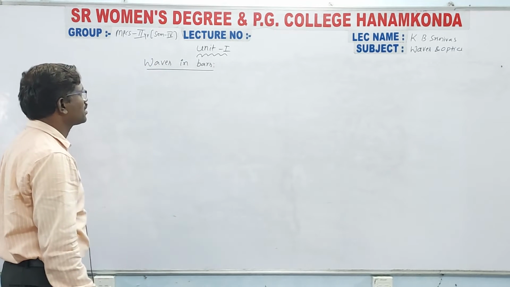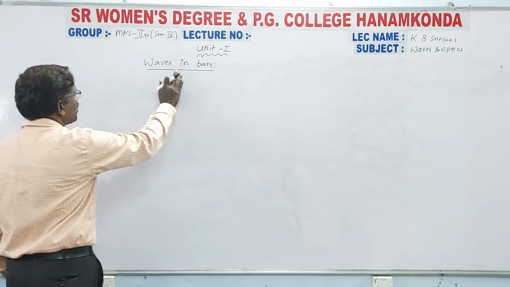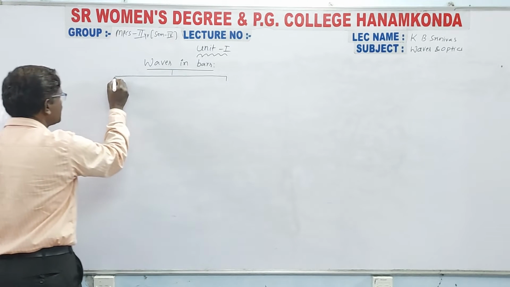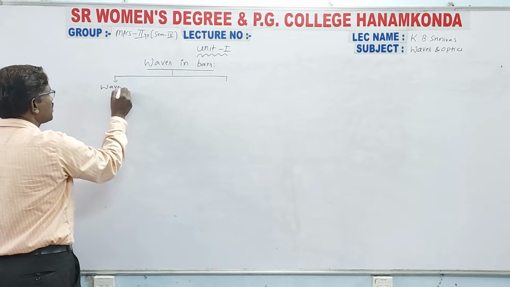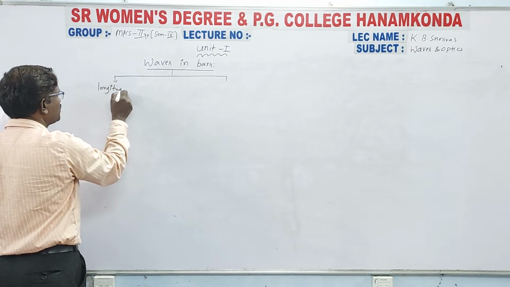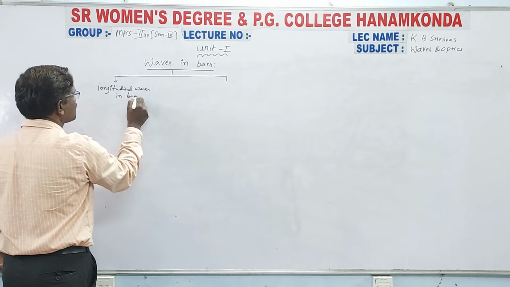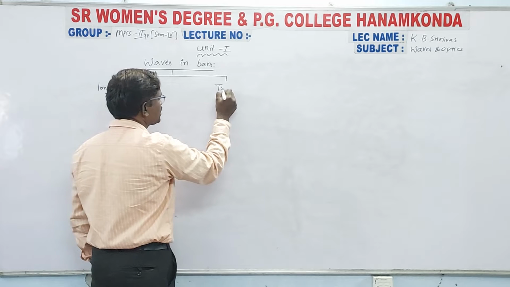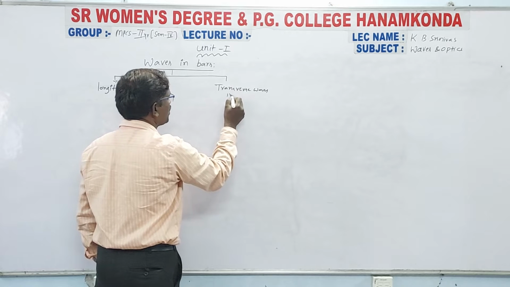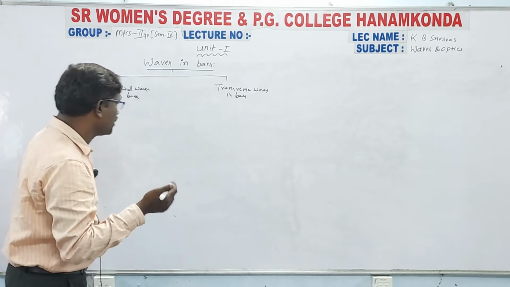Coming to the second part of waves, that is waves in bars. This second part is also classified into two parts. One is longitudinal waves in bars. Second part is about transverse waves in bars.